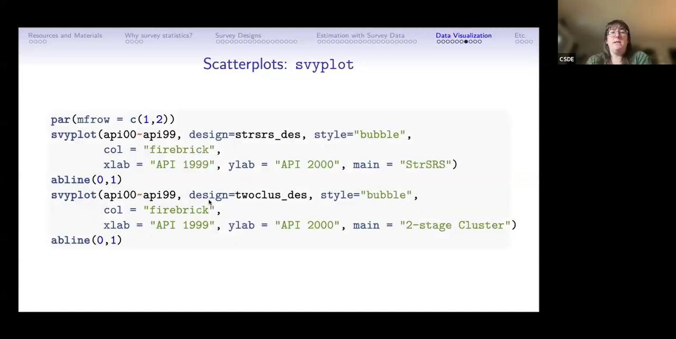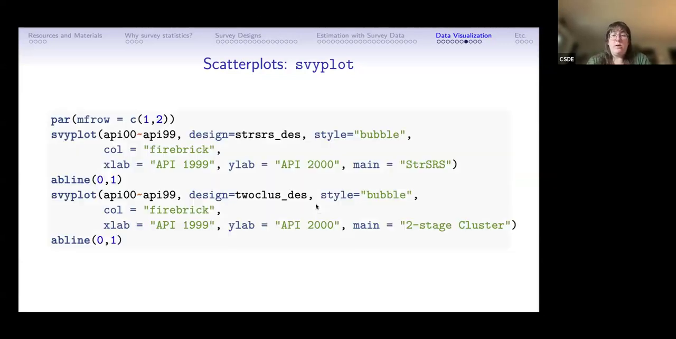svyplot works just like the plot function in base R, except it wants a formula here. This API data set was really about measuring this Academic Performance Index in 2 years. So I'm going to plot the 2000 score against the 99 score, and I'm going to do this for the stratified design and for the two-stage cluster design. There's a style argument, and the style argument governs how the weights are going to be visualized in the data.